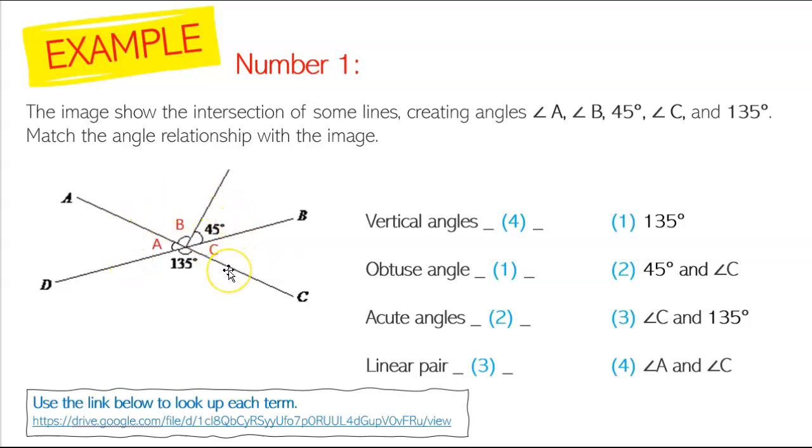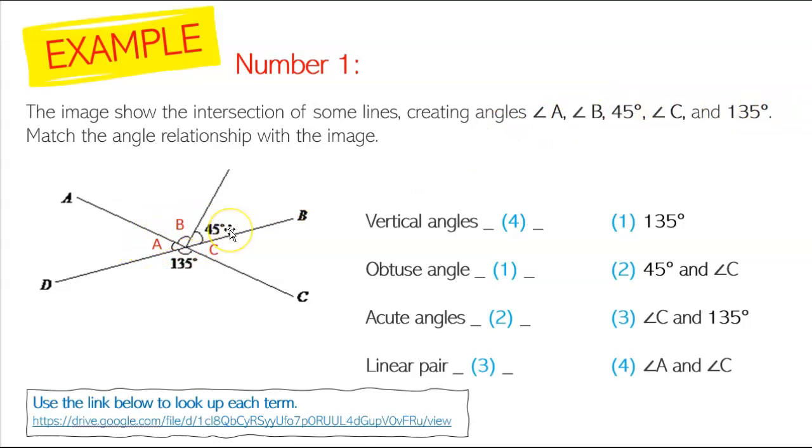All of these are acute angles, but you're going to look at your choices. We have 45 degrees and angle C. So these two are acute angles. They all are, but you don't have the choice to choose all of those. So we have 2 is 45, and then a linear pair. So we're just given these to work with.